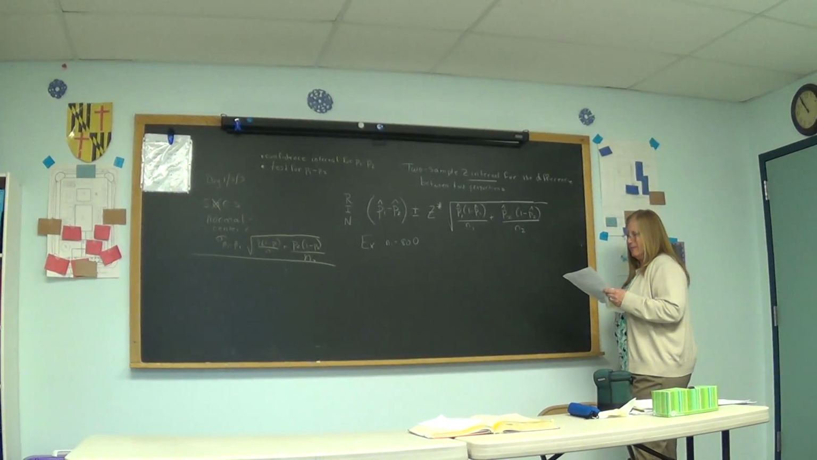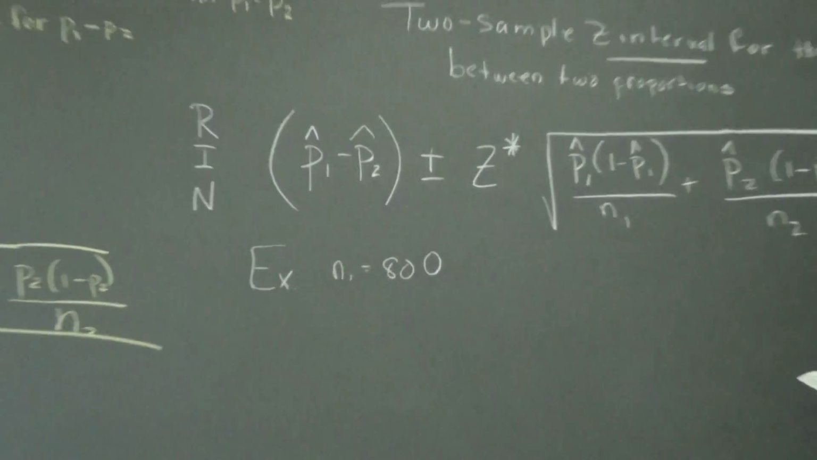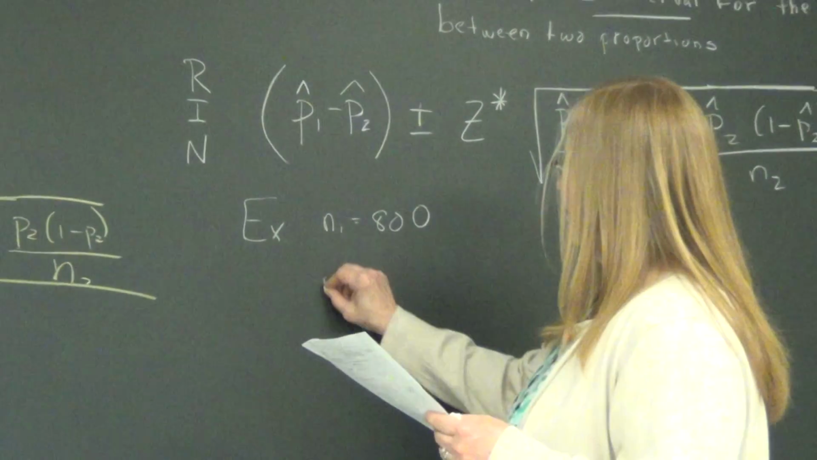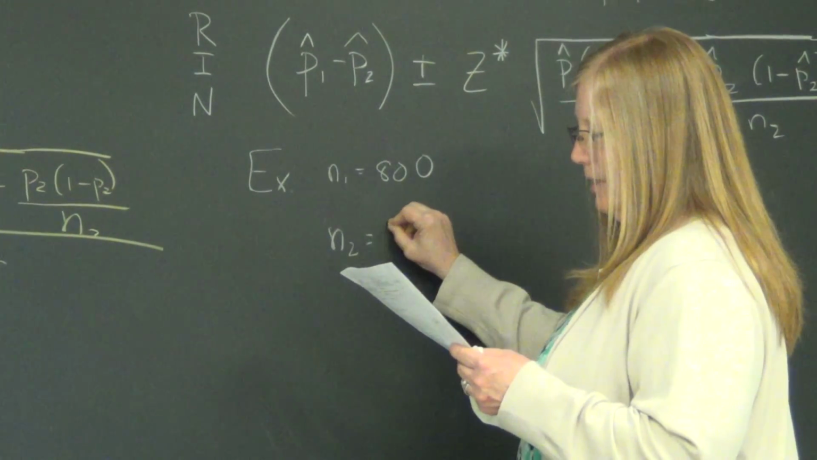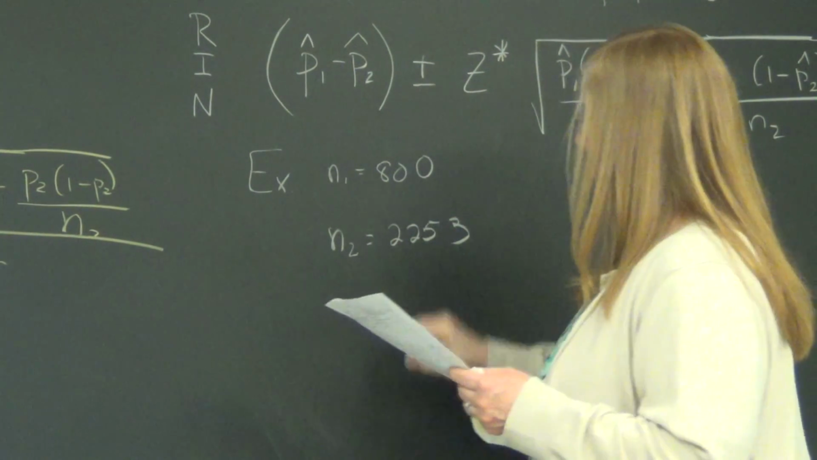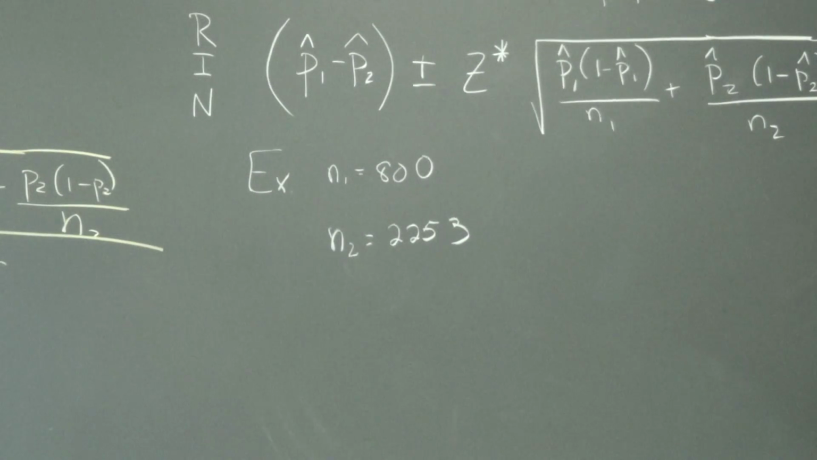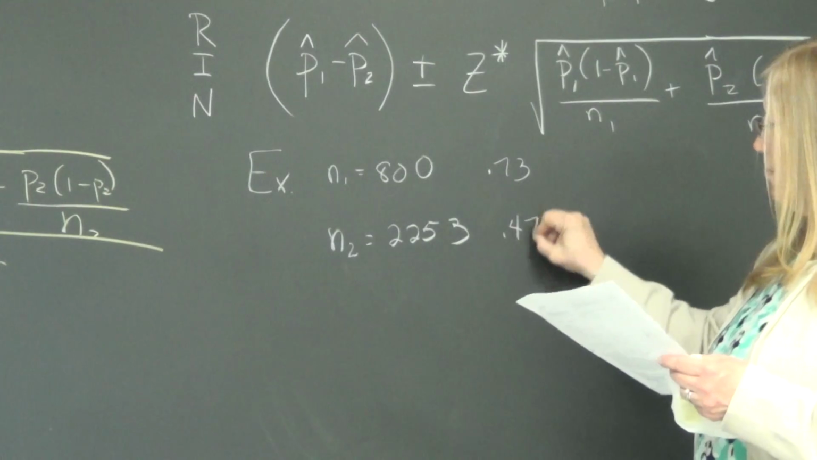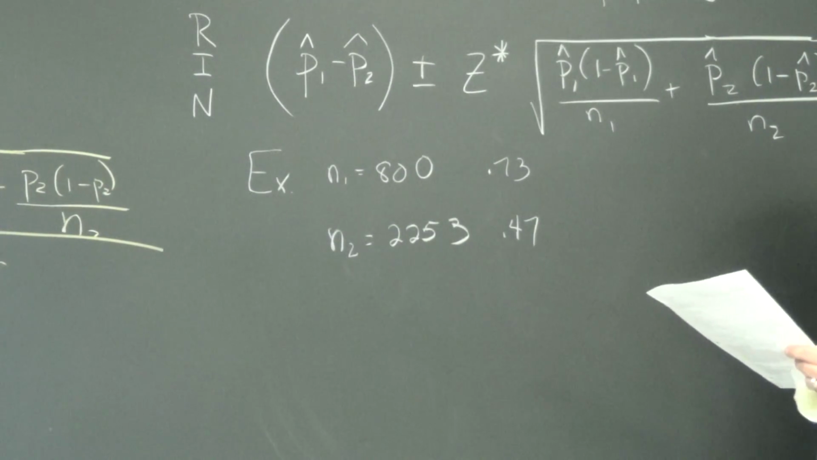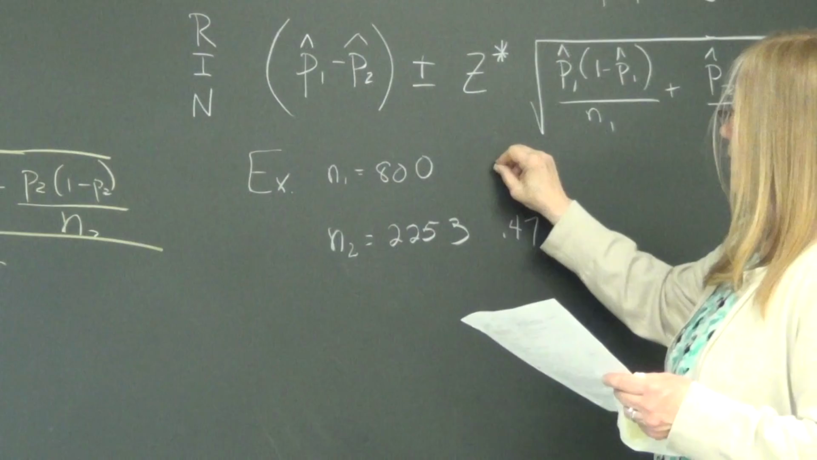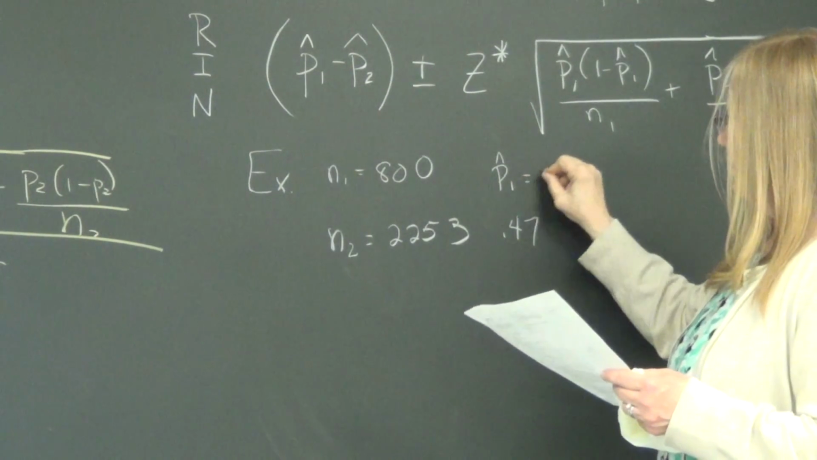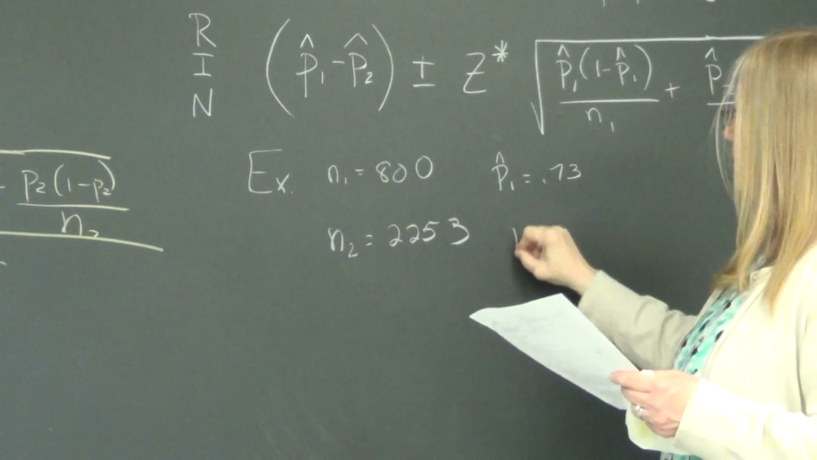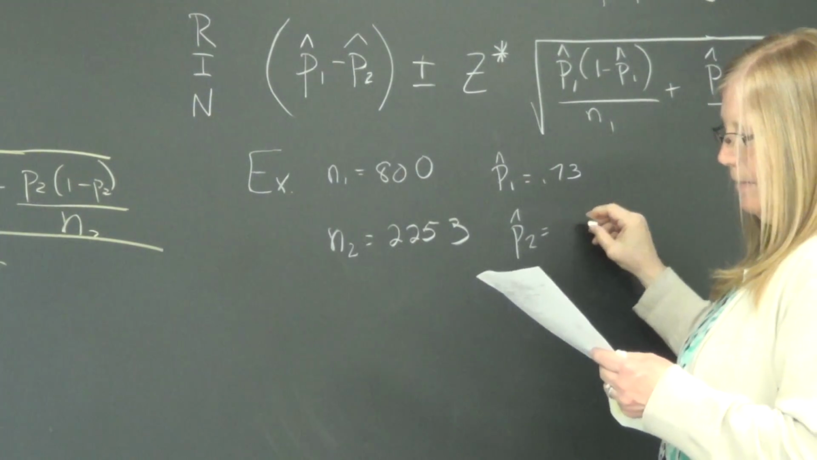The second survey posed similar questions to a random sample of 2,253 U.S. adults. All right, so we got teens, and then we got adults. Look how different these sample sizes are. It's always amazed me. Okay, go on. In these 2 studies, 73% of teens and 47% of adults said that they use social networking sites. All right, so this is p-hat 1 and p-hat 2 from the actual sample.